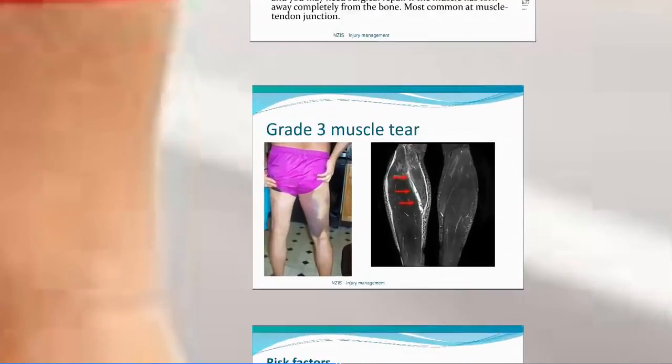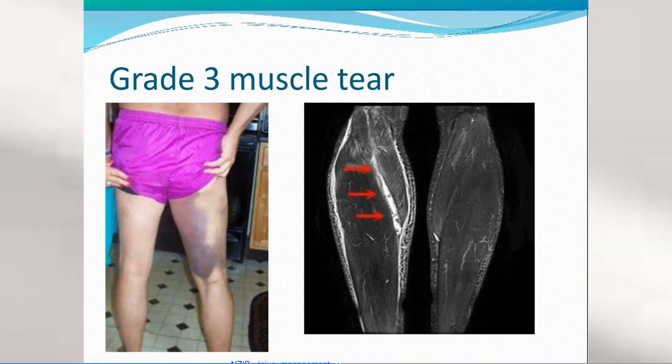So a couple of pics there. There's a nice looking grade 3 hamstring injury. So no impact has occurred there. That's a hamstring that's gone and has bled pretty profusely into the space between the muscle and the skin.